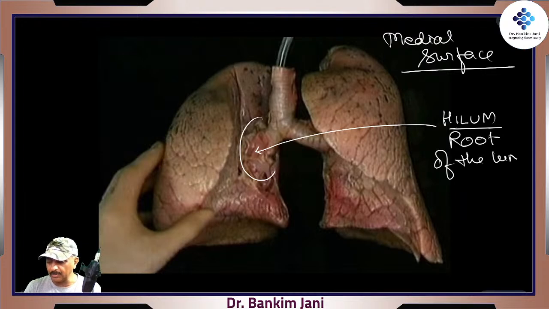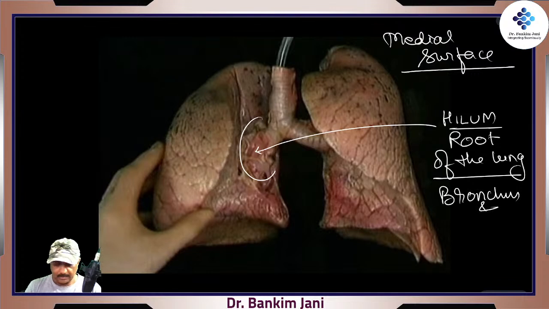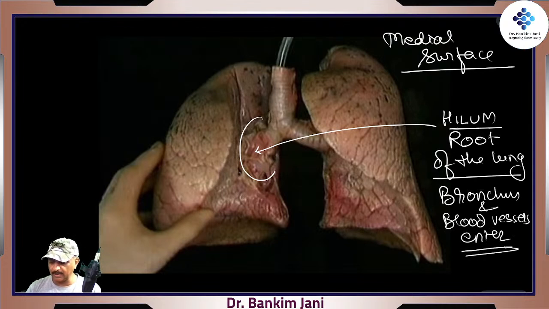And in this root, see, the trachea is dividing, so bronchus. And you will watch this in more detail. All these small areas, all those small black portions, in fact, they are the vessels which have been cut. So bronchus and blood vessels will be seen. By the end of today's session, you'll be able to identify all the structures. So bronchus and blood vessels, they enter.